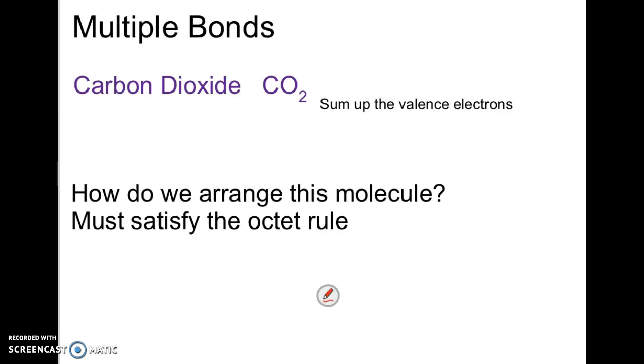to sum up the valence electrons for carbon dioxide. So carbon has 4 valence electrons, oxygen is 6, and we've got 2 of them. So that would be a total of 12, which gives me a total of 16 electrons for carbon dioxide. Drawing the structure is similar to what we did with single bonds. The central atom is going to be carbon because it has the most places to bond into, and I'm going to draw 2 oxygens on either side of that carbon.